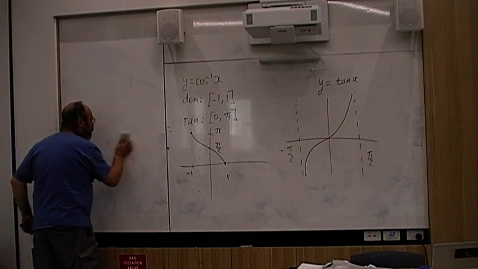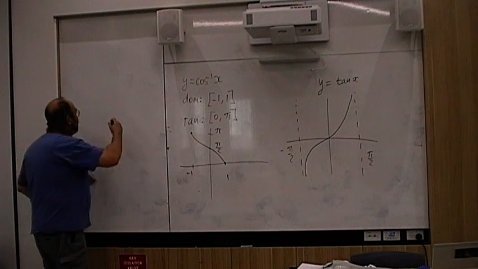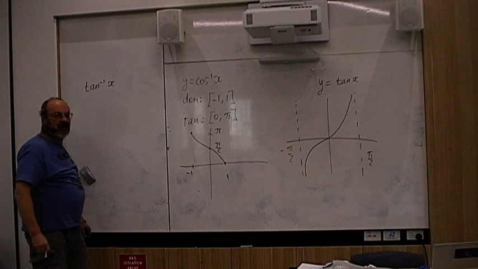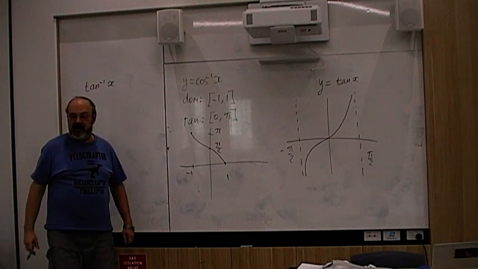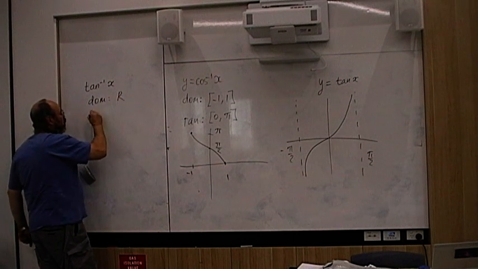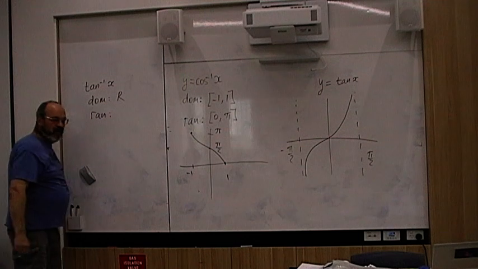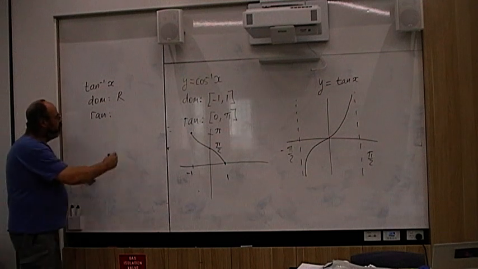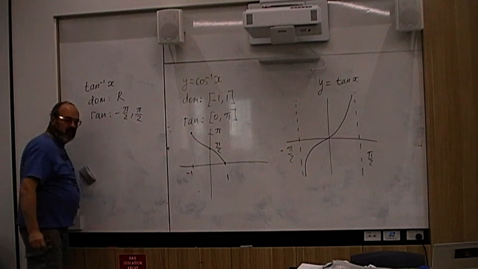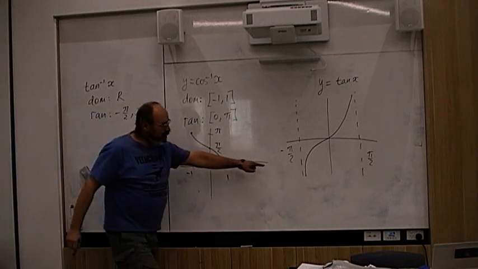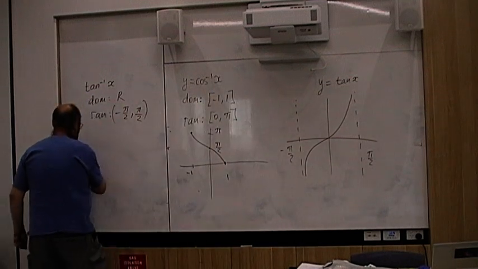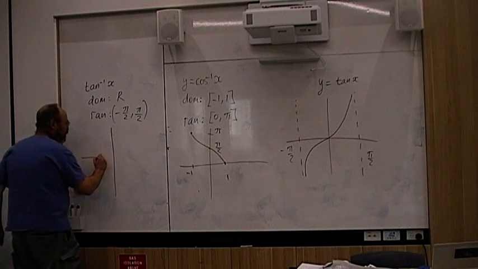And tan negative 1. What will be the domain of tan negative 1? All real numbers. And what will be the range? From negative pi on 2 to pi on 2. Including or not including? Not included, this is the asymptote. So from minus pi on 2 to pi on 2, and the graph looks like this.